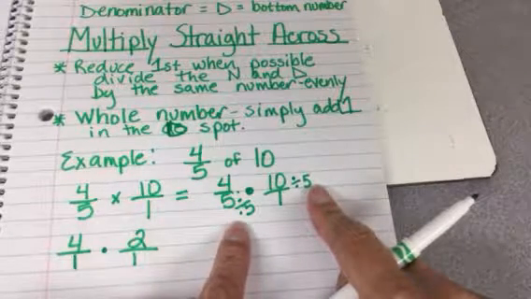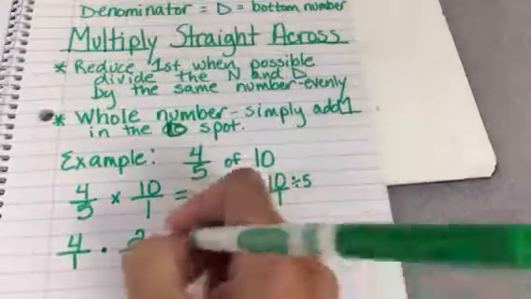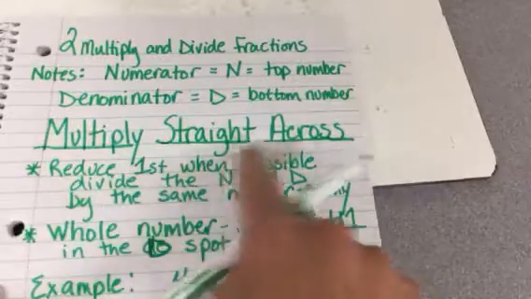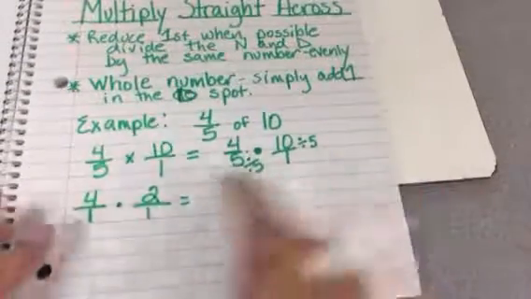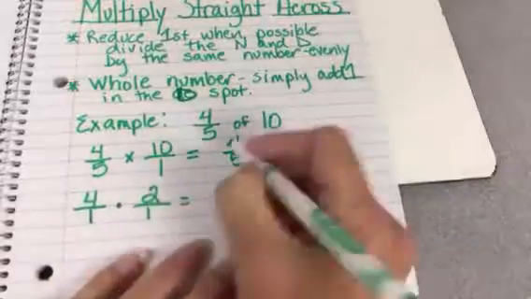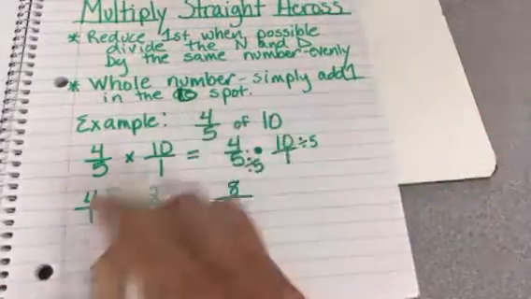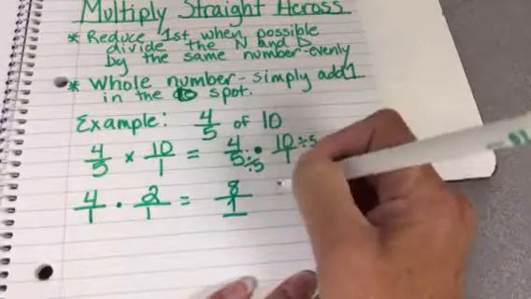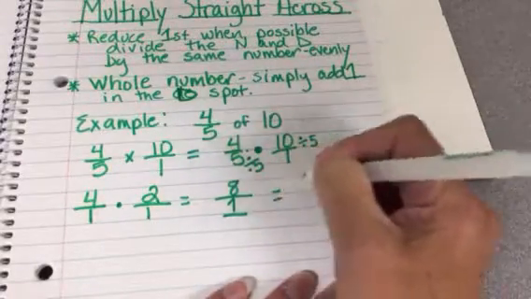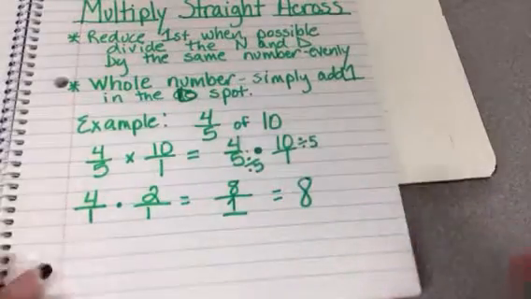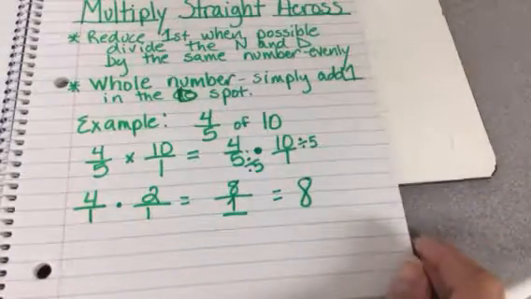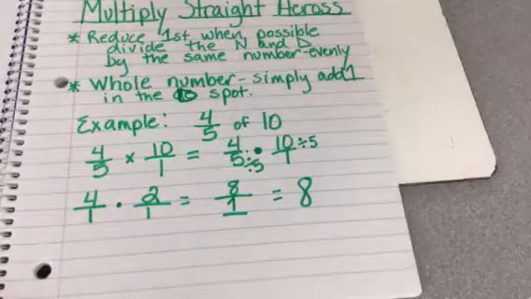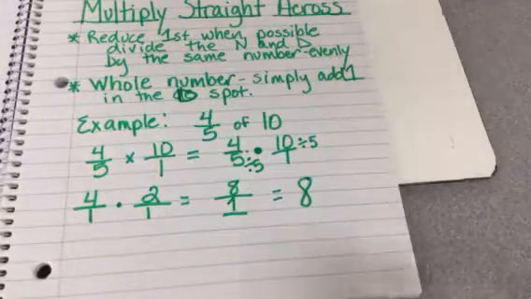Okay, so I've simplified my fractions and I made this a lot easier. So now I'm going to go back to my number 1 rule, multiply straight across. Okay, so 4 times 2 is 8, and 1 times 1 is 1. So 8 over 1, or 8 divided by 1, is simply equal to 8. Okay, that's our first example of multiplying fractions with whole number and reducing. I think I'll do one more of those.